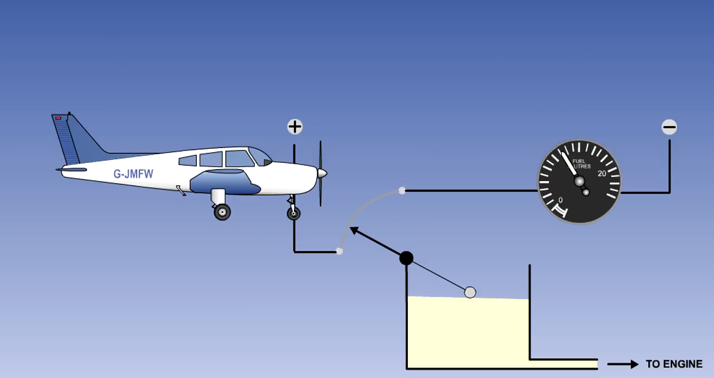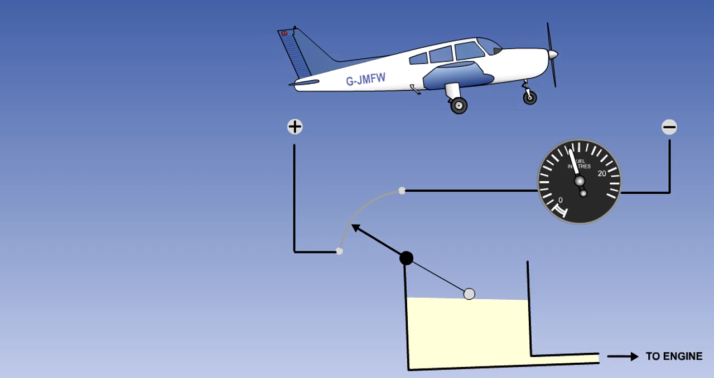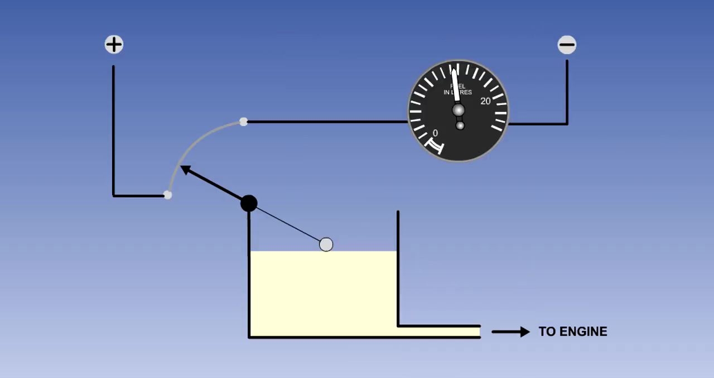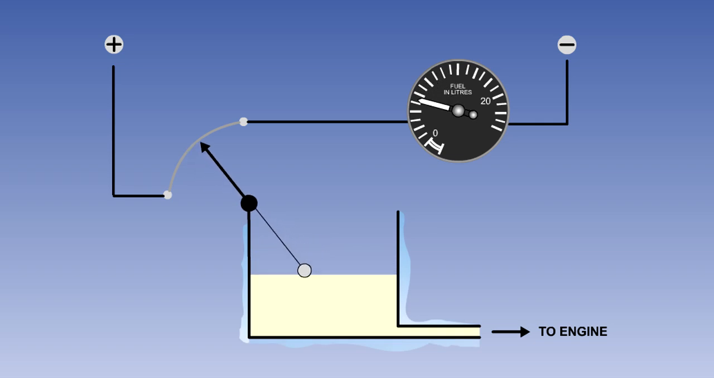This system is normally restricted to light aircraft. It has two major drawbacks. Firstly, it is subject to maneuvering error. That is to say, as the aircraft's attitude changes, the indicated fuel quantity will change. Secondly, this type of system cannot compensate for changes in the specific gravity of the fuel. So, as the fuel gets colder, the indicated quantity will decrease, and vice versa should the fuel temperature increase.